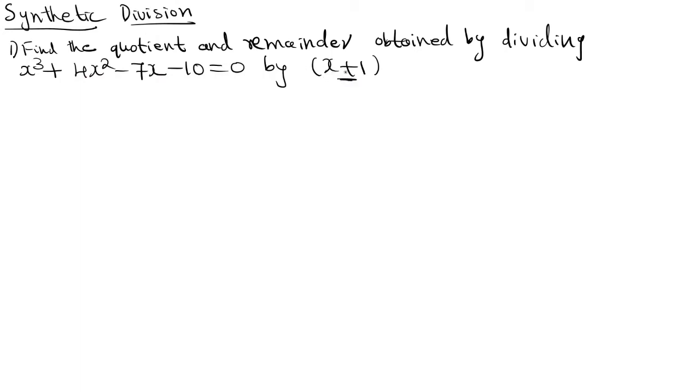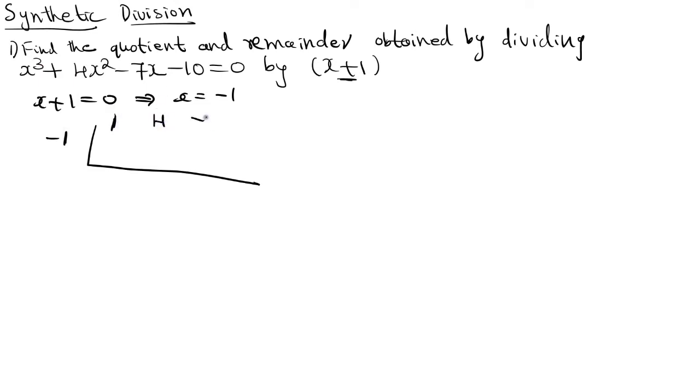See, given data is dividing by x plus 1, right? So, take x plus 1 equal to 0. This implies x value is equal to what you will get. If you take plus 1 to the right hand side, you will get x value equal to minus 1. Okay. Next, see, here write the given numbers. Here you need to take minus 1. Then see, first 1 is there, then 4 is there, then minus 7, then minus 10 is there.